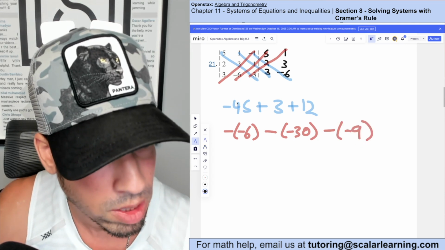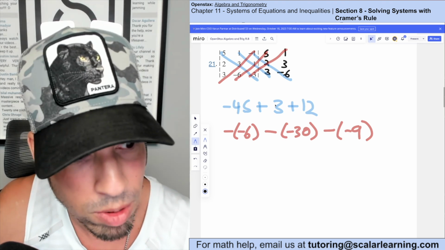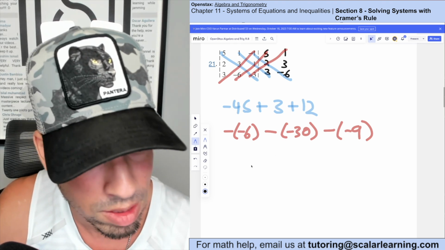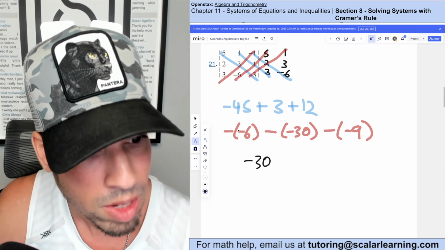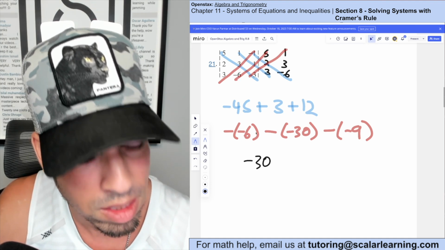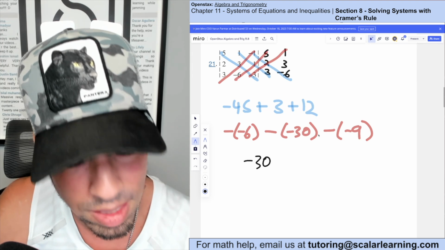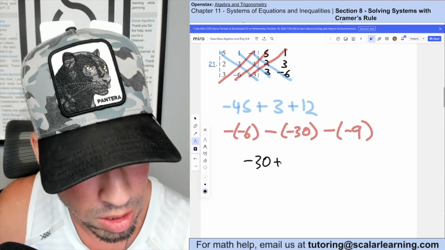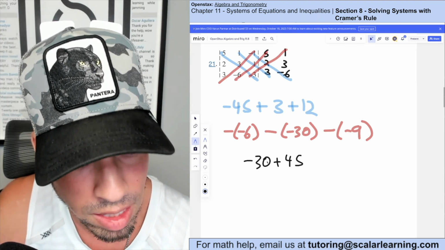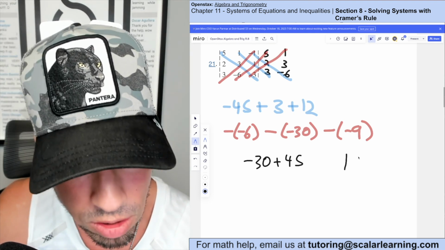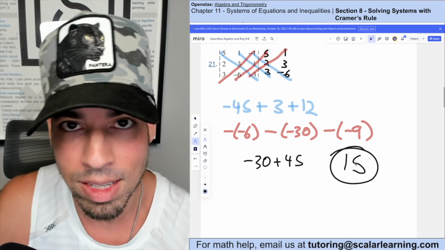All right, now we're going to combine everything. So -45 plus 3 is -42, plus 12 is -30. And then we got plus 6 plus 30, which is 36, plus 9, which is 45. So we combine -30 plus 45, we get a final answer of 15. That's how you do it.